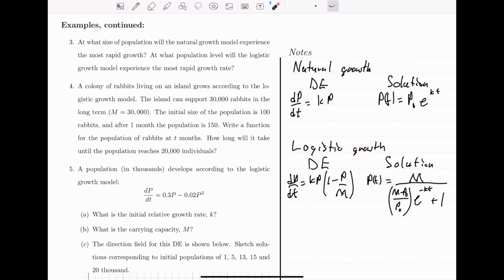Let's take a look now at example 3. We want to know at what size of population will the natural growth model experience the most rapid growth, and at what population level will the logistic growth model experience the most rapid growth rate. To solve example 3, we're really going to focus on the differential equations, and we want to know not at what time the growth rate is largest, but at what population level the growth rate is largest. So let's solve this. Again, the question is, at what population, so at what value of P, do we have the most rapid growth?